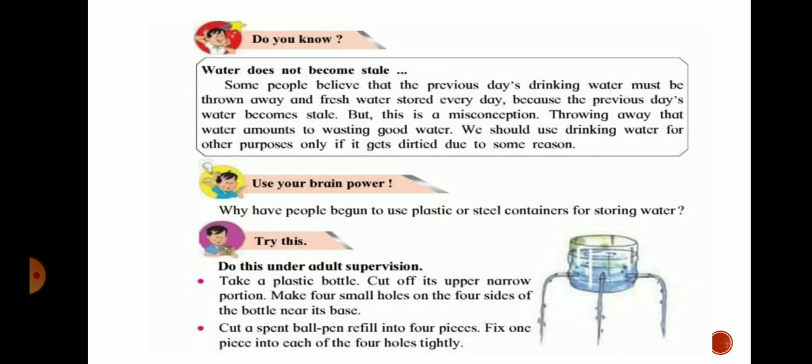Why has this been shown, children? This is because of how the water is supplied to every house, and here the half cut water bottle is working as a tank, and these straws or whatever refill ball pen refills they have used, that is working as a pipe.